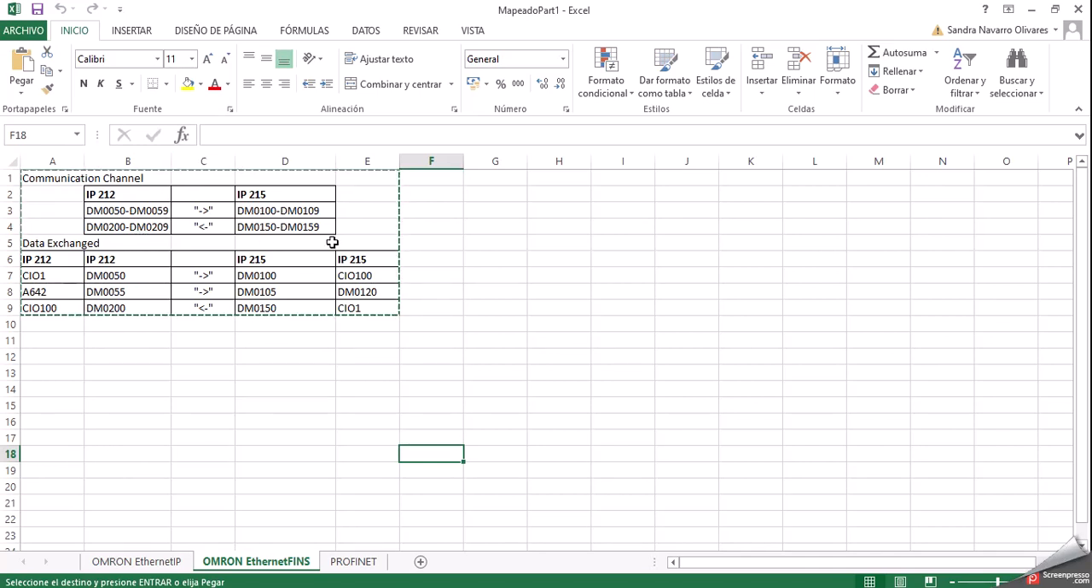Those channels were used in order to exchange inputs, channel 1 to channel 100 of the outputs of the other PLC, the analogic from one PLC to a DM in the other PLC, and inputs, channel 1 of the inputs in IP 215 went to channel 100 of the outputs of the IP 212.